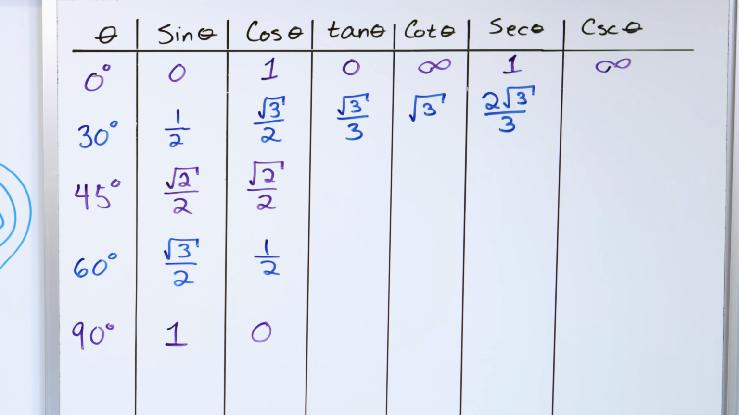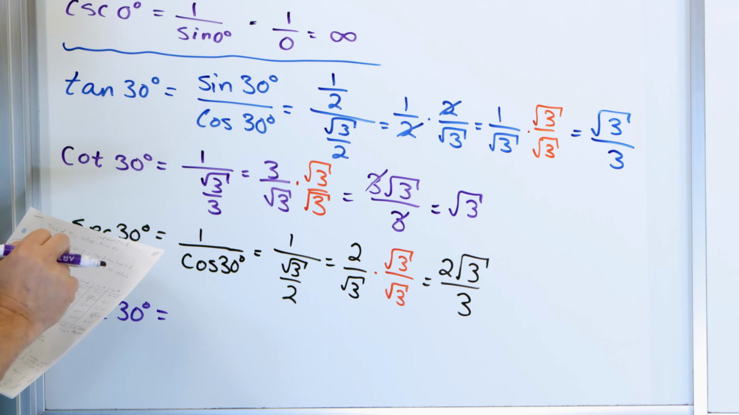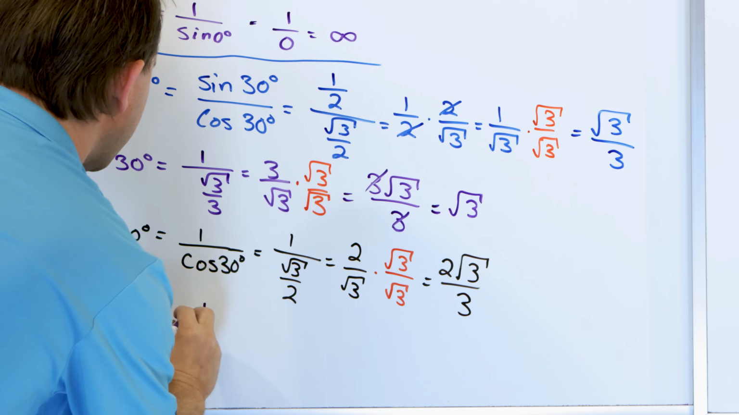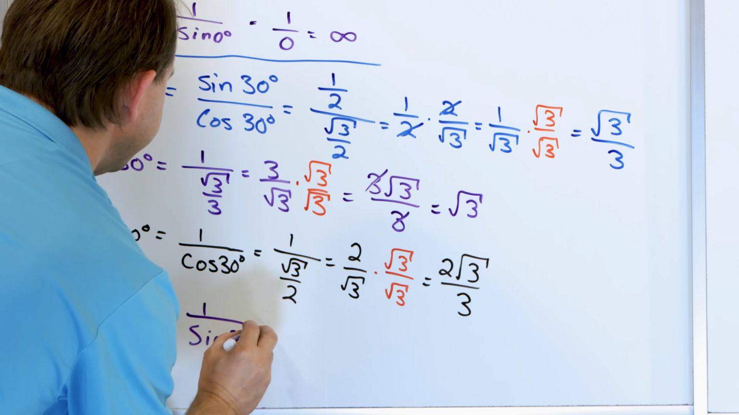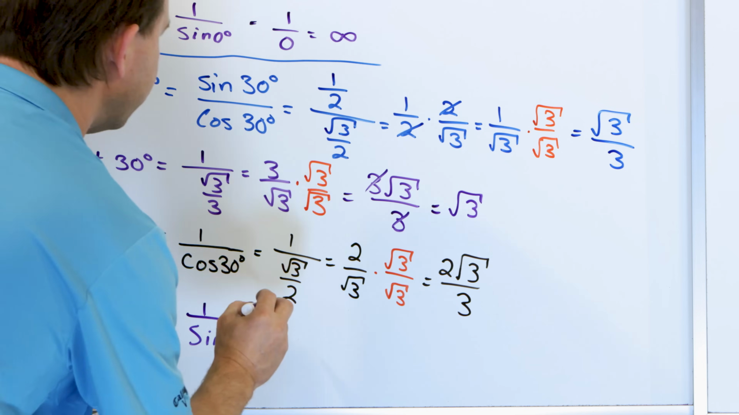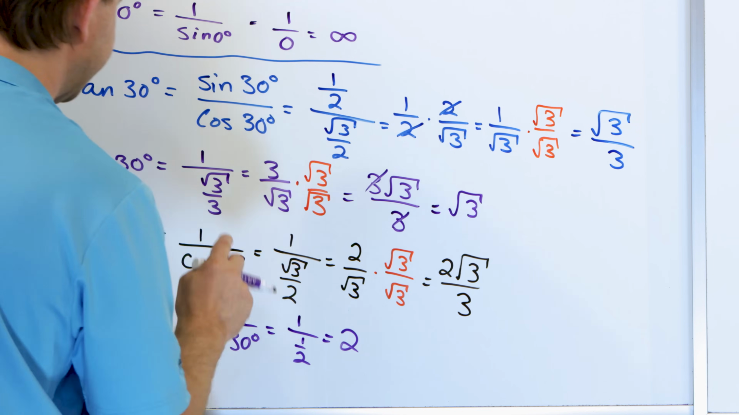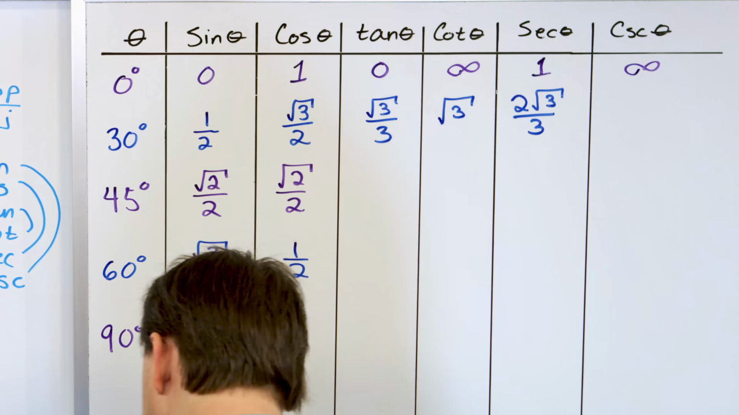All right, next up we have cosecant of 30 degrees. What do we get? Cosecant is 1 over the sine. So it's 1 over the sine of 30 degrees. What is sine of 30? You should memorize it by now. We're not even going to look at the table. It's 1/2. So 1 over 1/2. When you invert and multiply, you just get a 2. So cosecant of 30 degrees is equal to 2.